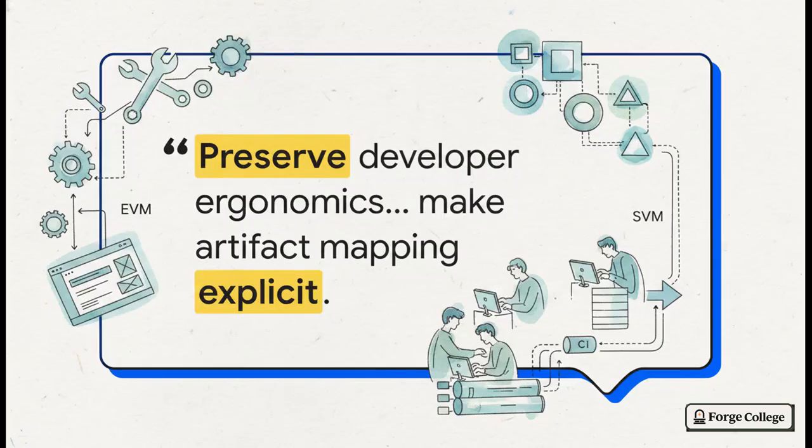So, the grand takeaway here is perfectly captured in this single principle. By honoring developer ergonomics and making your artifact mapping from the EVM over to the SVM completely explicit, you ensure that both your human team members and your automated CI pipelines experience absolutely minimal friction during this major transition. You're setting the stage for long-term success rather than fighting your own tooling every step of the way.